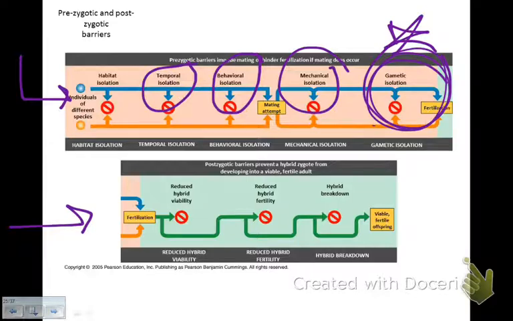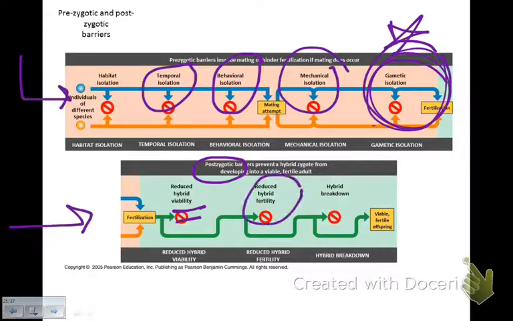Okay, post-zygotic barriers. The first one, so this is where the zygote forms, but it's not a living, fertile offspring. Okay, so the first one is reduced hybrid viability. And this is where the organism can't survive for long during development. So almost like the baby dies before it's ever born, or maybe right after it's born. So they make a zygote, but the baby has so many complications because the DNA was different.